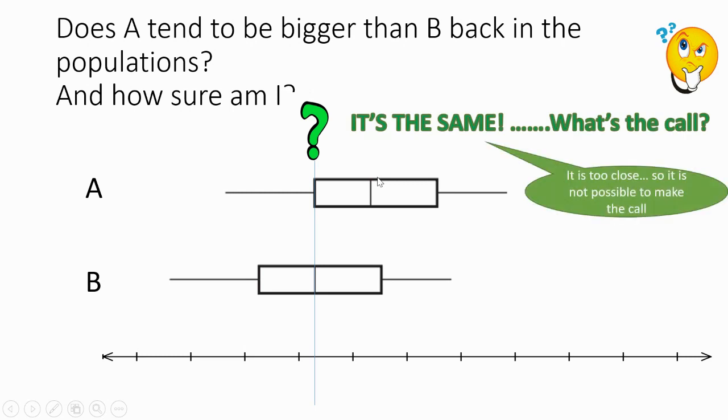It's not possible to make the call, so A does not tend to be bigger than B back in the populations. Why is that? Well, if you took a little bit of a jitter there and you took a little bit of a jitter there, well, it could go either way. Okay, so therefore you always take the conservative call and say it is not possible to make the call in this case based on these samples.